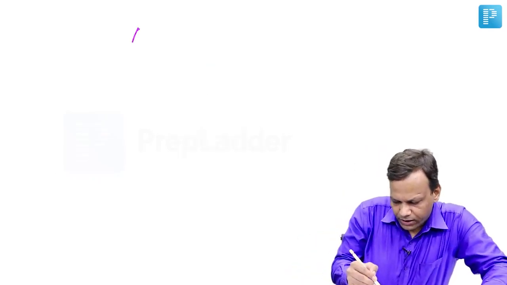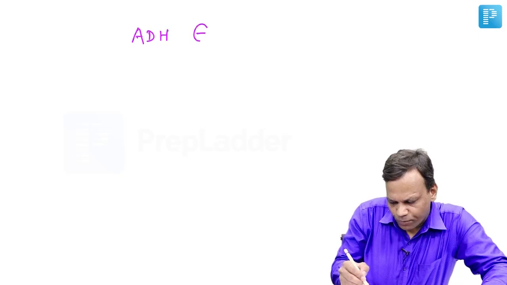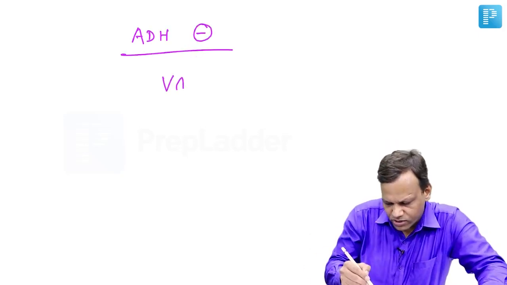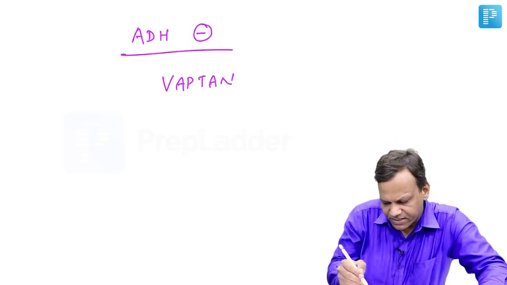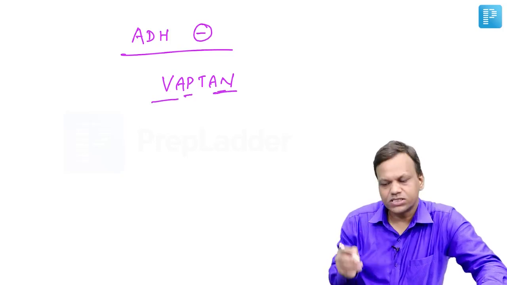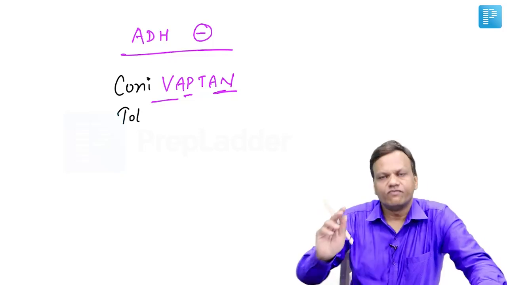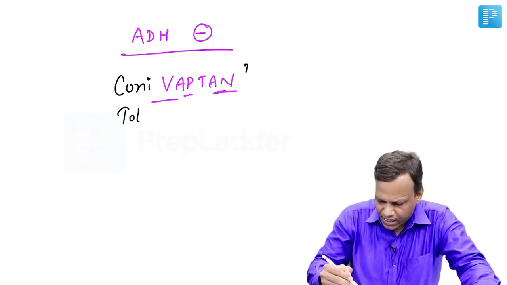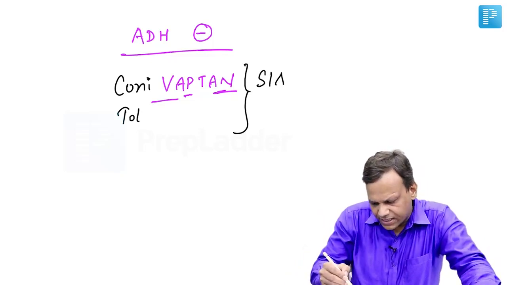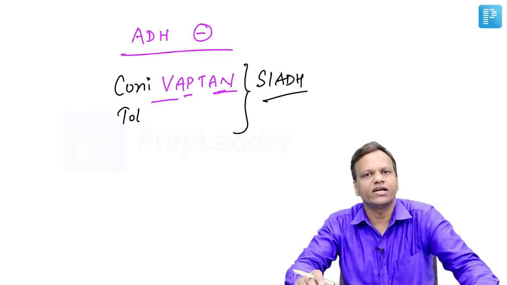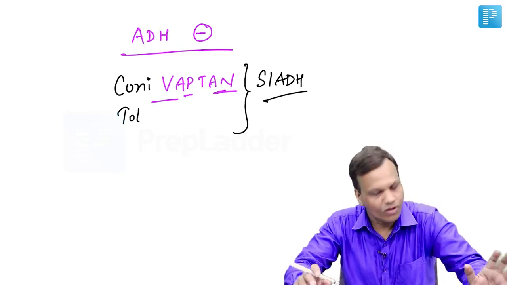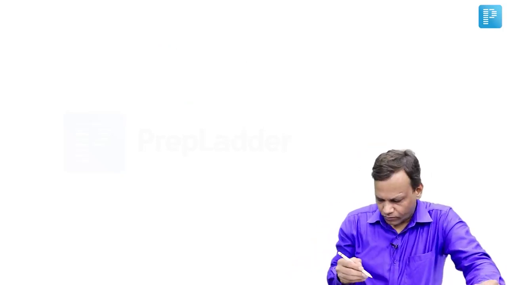Then coming to ADH antagonist or vasopressin antagonist. For vasopressin antagonists, the name ends with Vaptan. Vaptan says vasopressin antagonist. And drugs like conivaptan and tolvaptan are vasopressin antagonists, and they are drugs which can be used in SIADH, syndrome of inappropriate ADH secretion. Okay. So that is about the pituitary hormones.